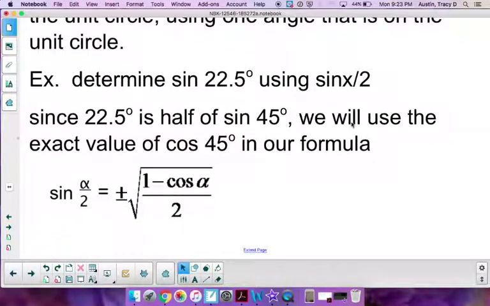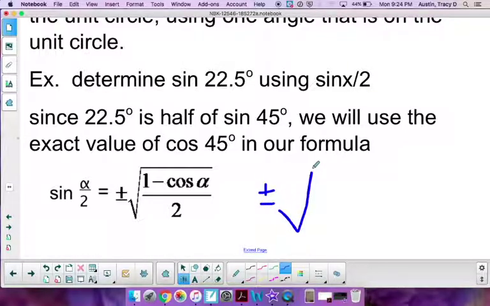Okay, so the value that we need to use is at 45 degrees, since that's what 22.5 is half of. So we need the cosine of 45 degrees, and we're just going to plug it into the formula and solve. And then we'll talk about how we know if this is going to be a plus or a minus. Okay, so right now we'll just put plus or minus. Remember, it's this big root that we're going to have to simplify. And what is the cosine of 45 degrees? Correct, it is root 2 over 2.